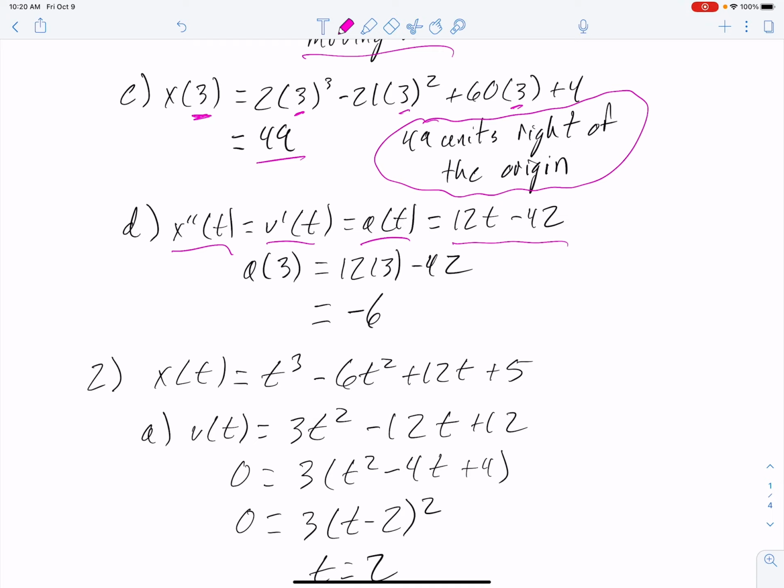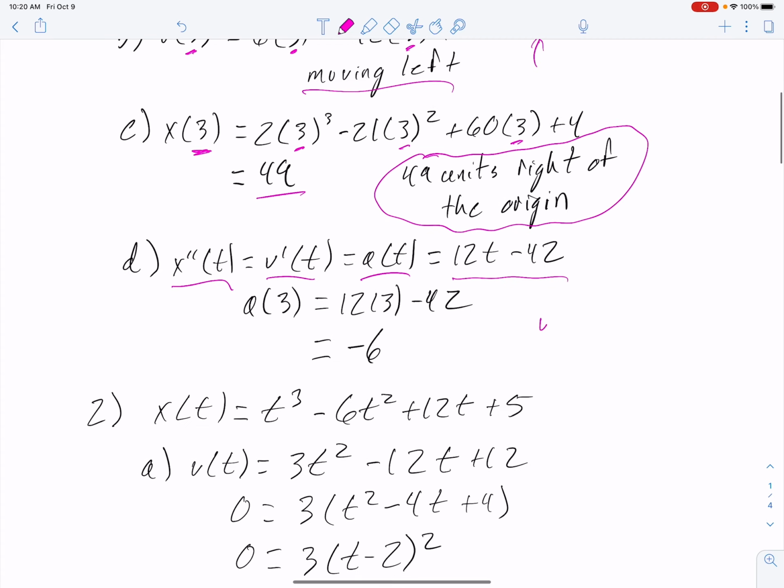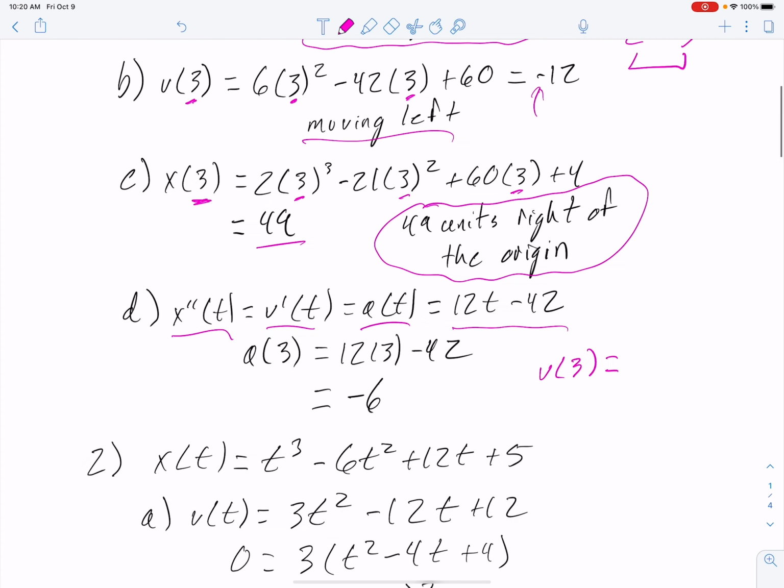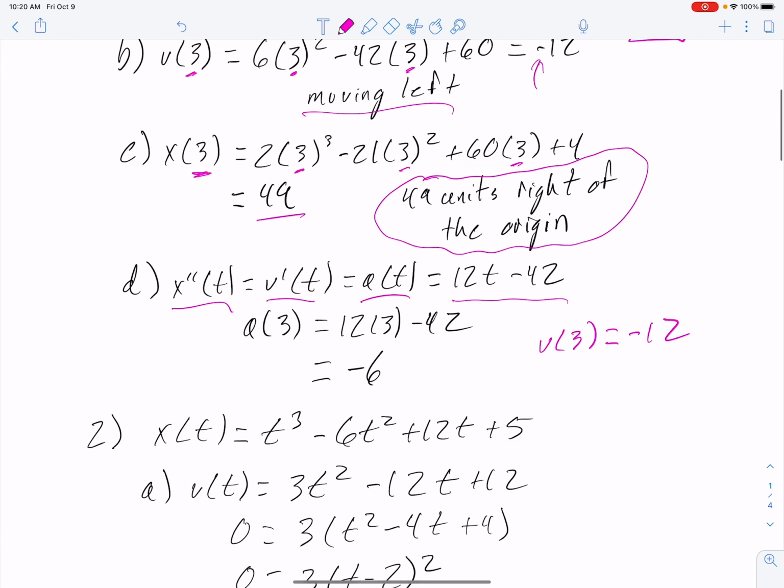Now, like we would have discussed in class, just because we get a negative acceleration does not guarantee that we are slowing down. In fact, since v of 3 was negative 12, and acceleration and velocity have the same sign, we would be speeding up. Again, negative acceleration does not necessarily imply you are slowing down. It's all about the sign of velocity and the sign of acceleration.